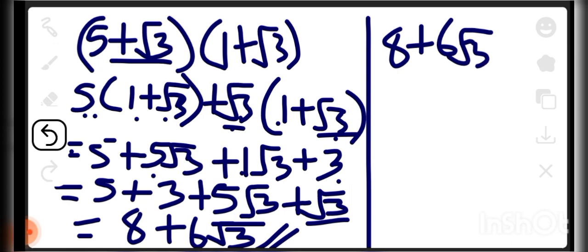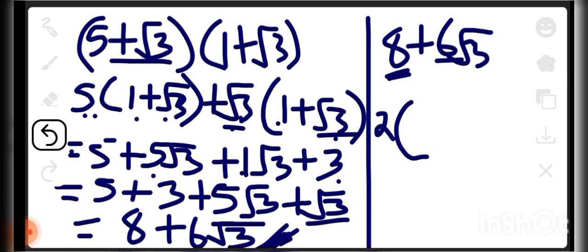Or you can check what is common between this 8 and that 6, because both of them are whole numbers. What is common is 2. You can just factor out that 2, because 2 is common between 8 and 6. This can be the answer.